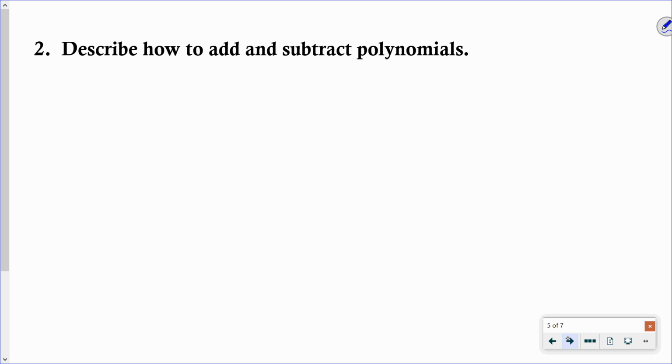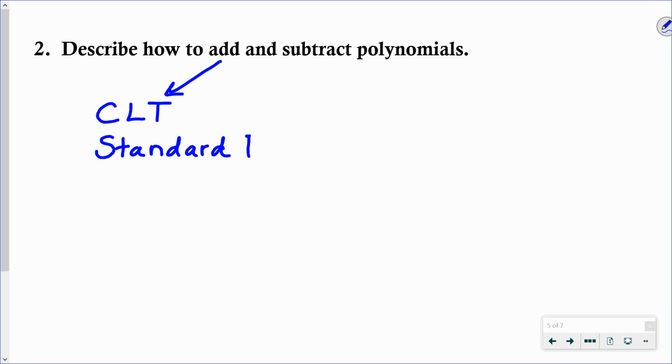The second question, describe how to add and subtract polynomials. So again, I want you to think about the notes that we just wrote down. Press pause, jot down your answer, and then press play when you're ready to check. So adding and subtracting. When we add, we are going to combine like terms and then write our answers in standard form.